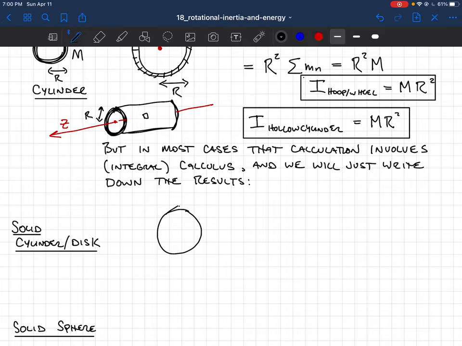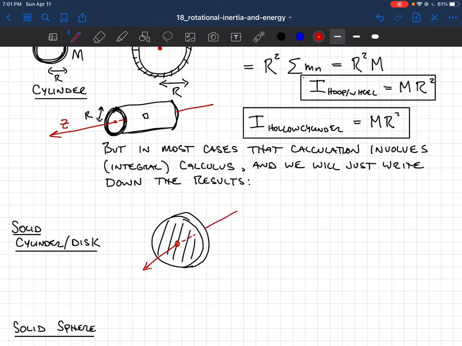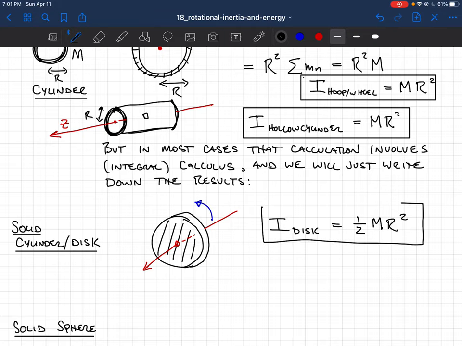So if we have a solid disk, and I'm going to again rotate it about its center of mass in an axis that's perpendicular to it, so that's the symmetry axis of it. If we rotate it like this, then it turns out that the moment of inertia is equal to 1/2 mr squared. And you can calculate that using calculus.